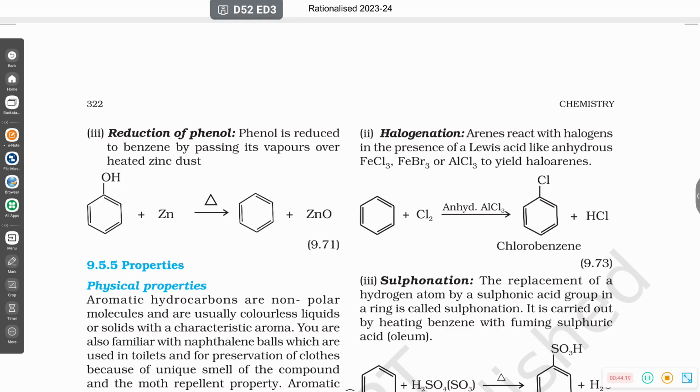So, first one, ethyne preparation: from ethyne we make benzene by polymerization. Second, decarboxylation of the sodium salt of carboxylic acid. What is the name you will tell? The sodium salt of benzoic acid is sodium benzoate. So sodium benzoate, if you take it with soda lime, then we get benzene. Here, phenol reacts with zinc dust, it will form benzene.